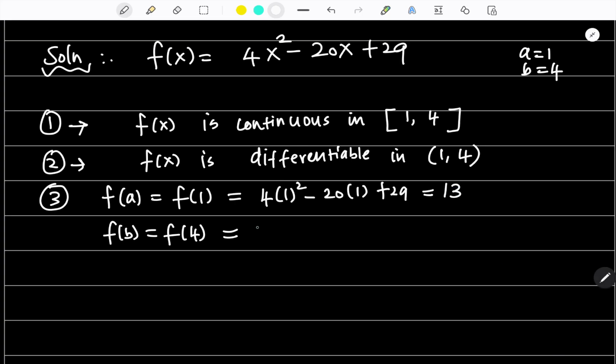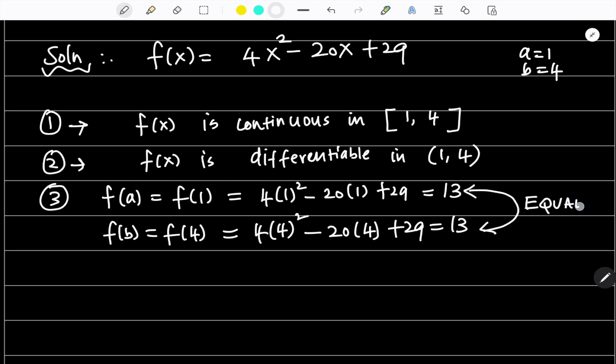F of B is 4 into 4 square minus 20 into 4 plus 29, which is equal to 4 4s are 16, 16 4s are 64. 64 minus 80 plus 29 is equal to 13. So it is equal to 13. Look here, it must be equal in Rolle's theorem. Keep in your mind. So f of A is equal to what? F of B. So this condition is satisfied.